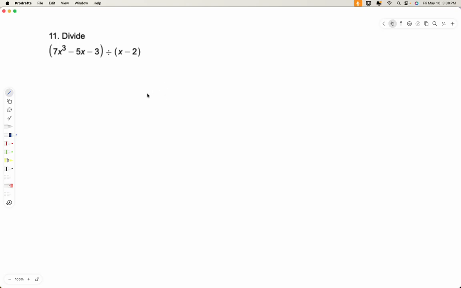So we'd say 7x cubed plus 0x squared. We have to have a place for it. Minus 5x minus 3. Now we have all of the x values in descending order. Now we divide by x minus 2. So x times what gives us 7x cubed? That'd be 7x squared. This times this gives us 7x cubed.